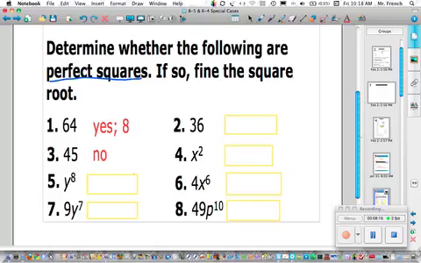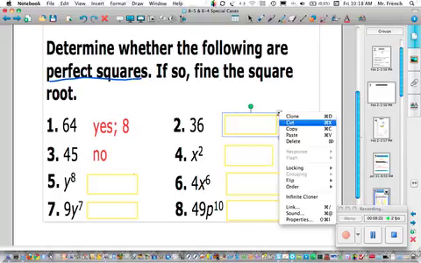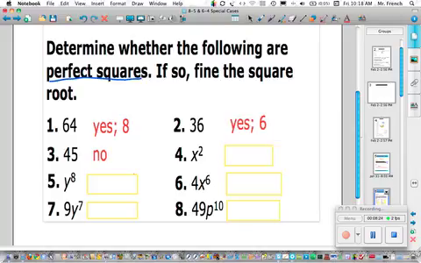Let's go over here to 36. Is 36 a perfect square? Yes, it is. Very good, because 6 times 6 is 36. What about x squared? Is there something times itself that equals x squared? Yes, 1x times 1x, so x squared is a perfect square. Now what about y to the 8th? Is something times itself y to the 8th? I hear no, and I hear some yeses. Y to the 4th, yeah. Y to the 4th times y to the 4th is y to the 8th.